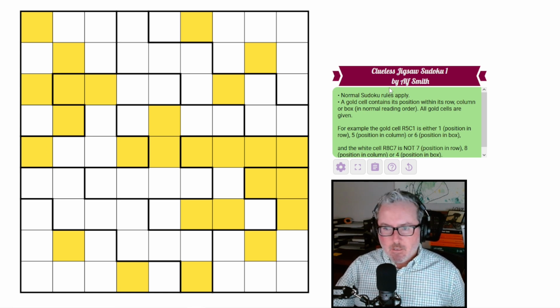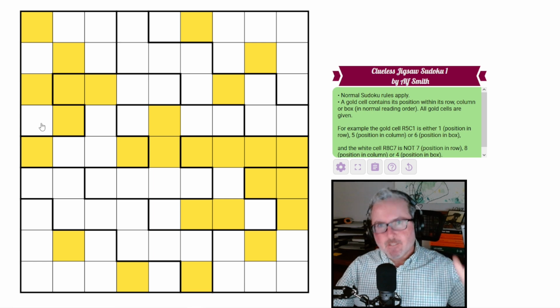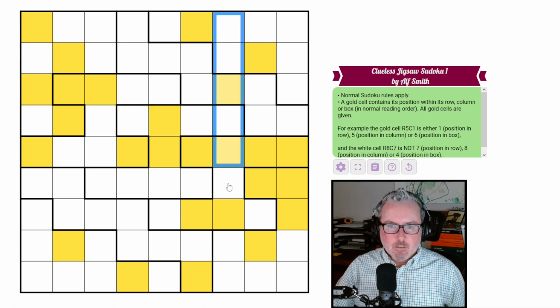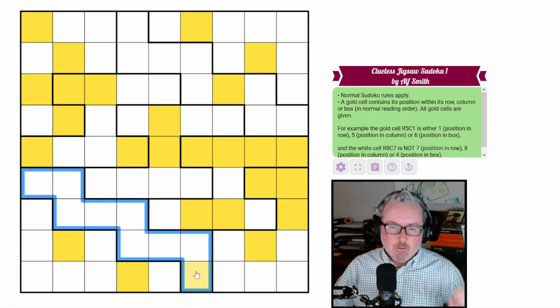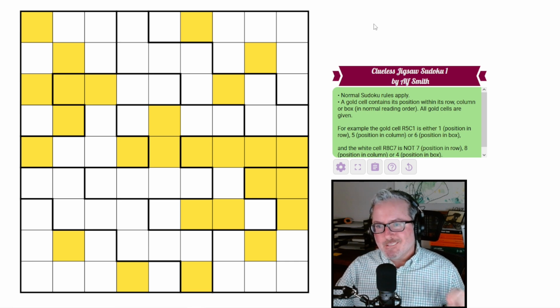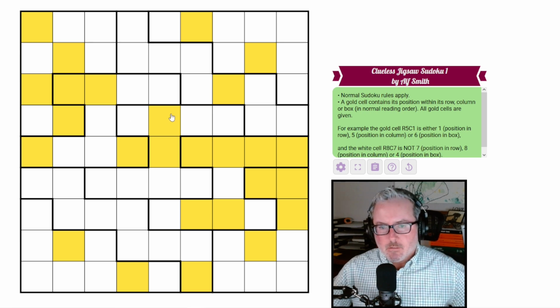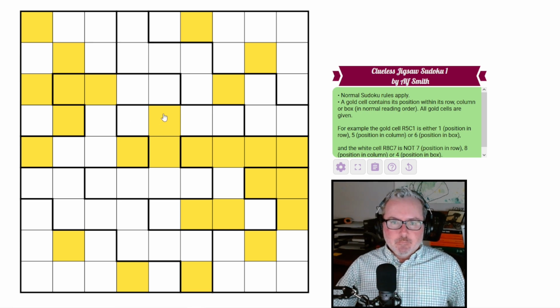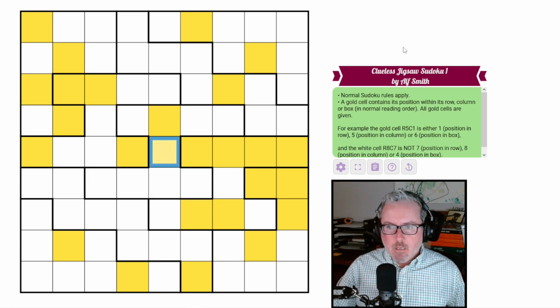So it's normal Sudoku, and this actually should be modified. It's normal irregular Sudoku. So every row, column, and region will contain the digits 1 through 9 once each. Now the only other rule set here is this gold cell. So a gold cell contains its position within its row, column, or region, I would say, in normal reading order. All gold cells are given. So we've done puzzles like this before. The concept isn't brand new, I don't think, but we don't see it often. So that's something good, nice to get into.